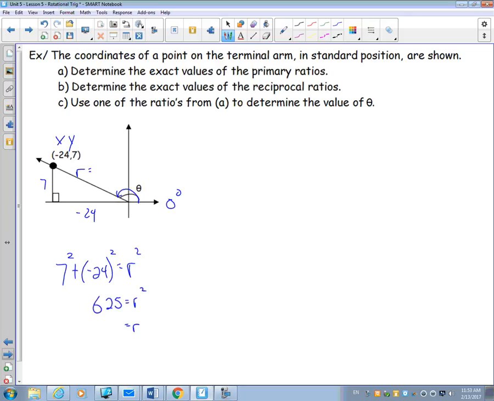So r is 25. Now one thing people might be asking about is, well, if x and y can be positive or negative, can r? The answer is no. R stands for the radius of a circle. R must be positive. There's no choice on that, okay? So, primary ratios.